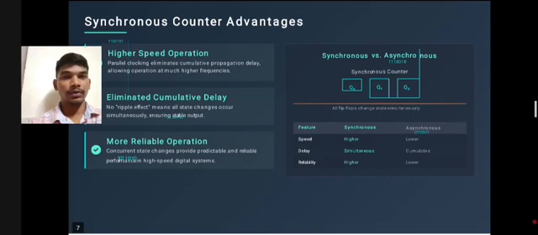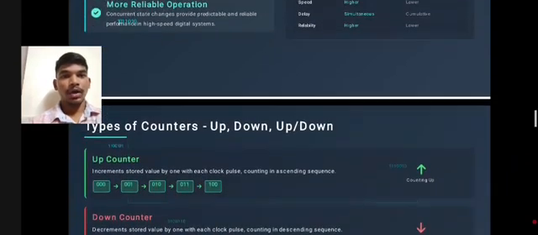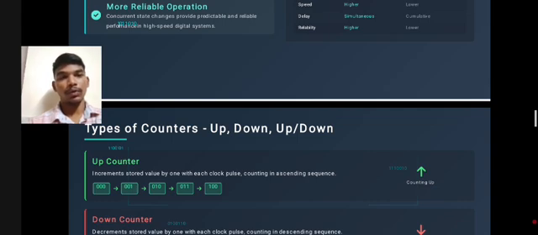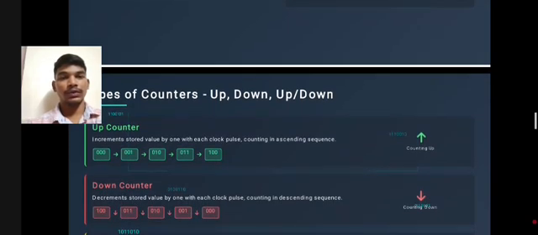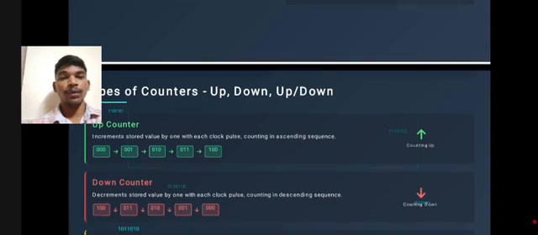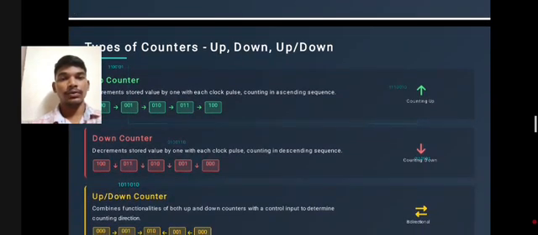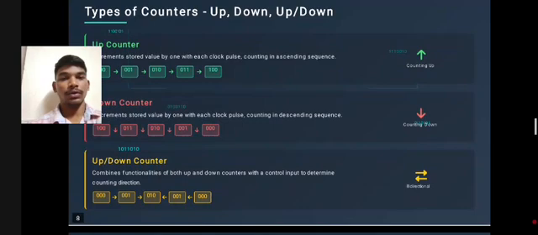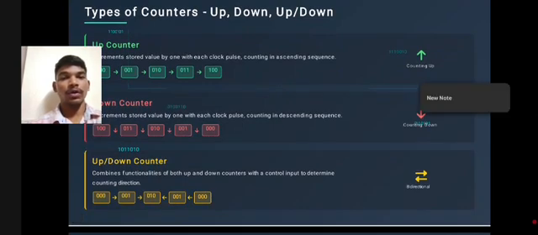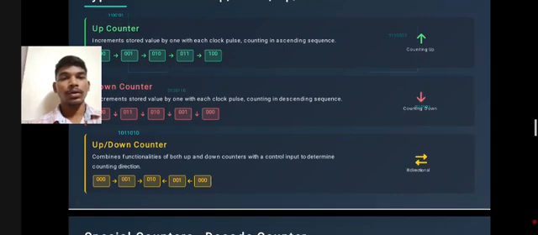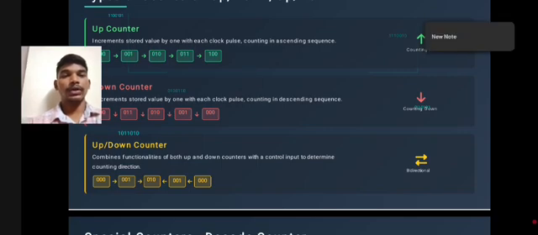Reliability: higher versus lower. Types of counters: up counter, down counter, up/down counter. Up counter increments the stored value by 1 with each clock pulse, counting in ascending order, like 0000, 0001, 0010, 0011, 0100. Down counter decrements the stored value by 1 with each clock pulse, counting in decreasing sequence. Up/down counter combines functions of both, with a control input to determine the direction.